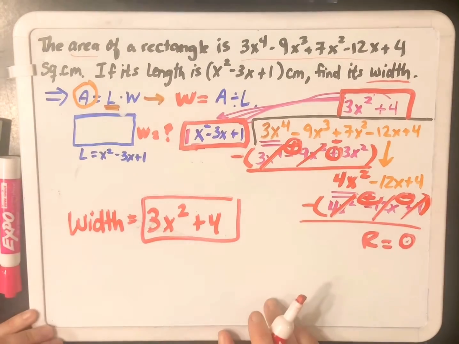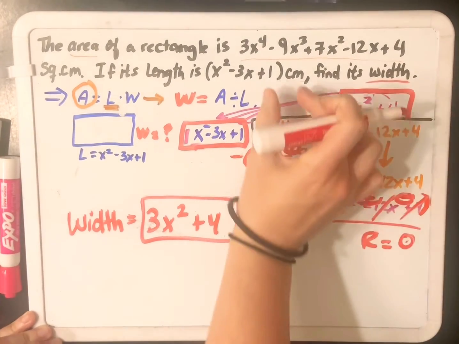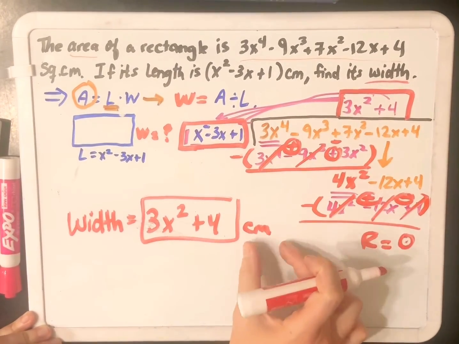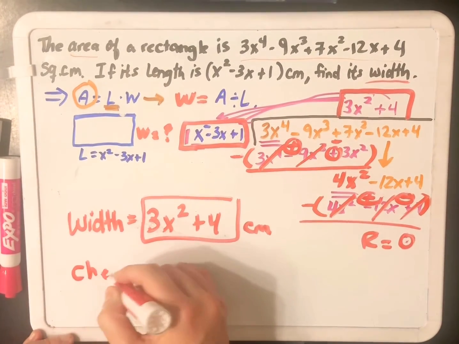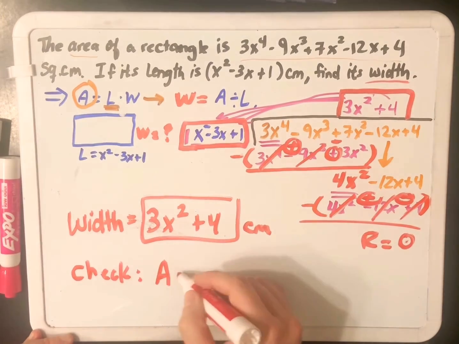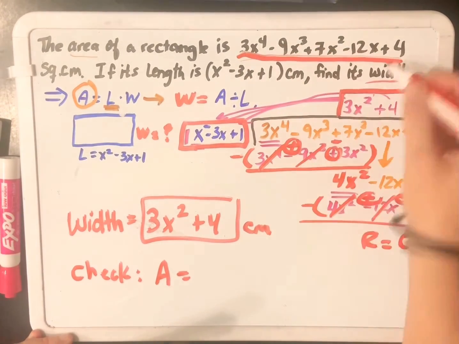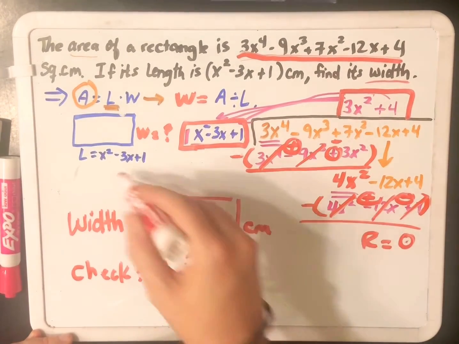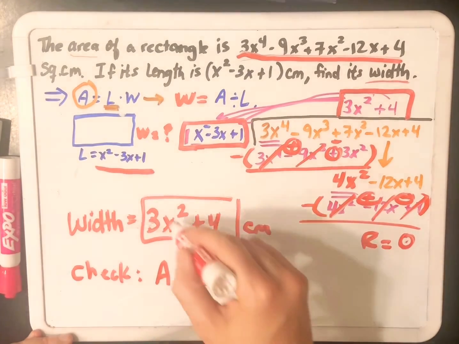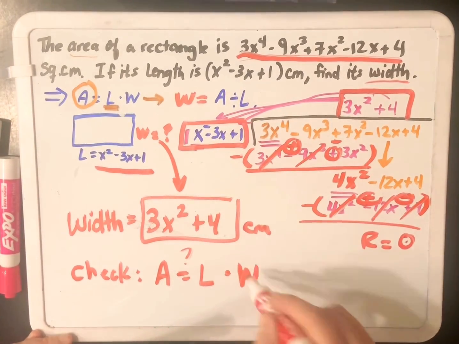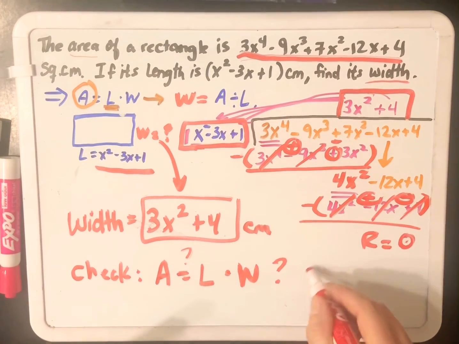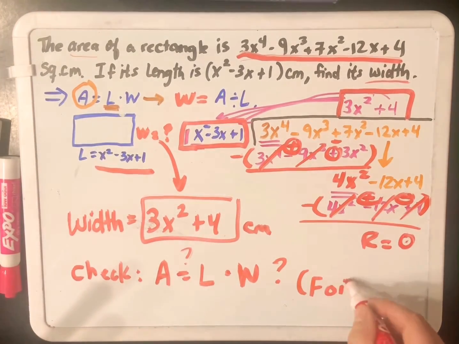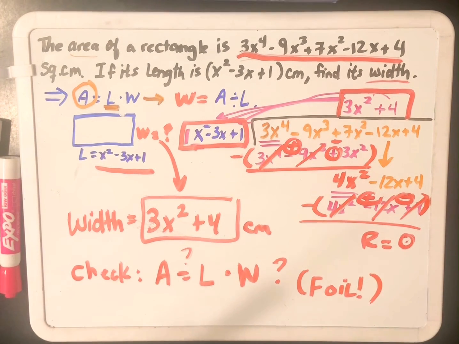Now how can you check that? And this is in centimeters, right? Since length was in centimeters, width is in centimeters, and when you multiply, you get square units. You could of course check by multiplying and seeing if the area that you were originally given here does in fact equal your length, which you were given here, times your width, which is what we found here. So if I multiply this times this, do I get back to that? You would have to check. In other words, you have to FOIL here, and you can know for sure.